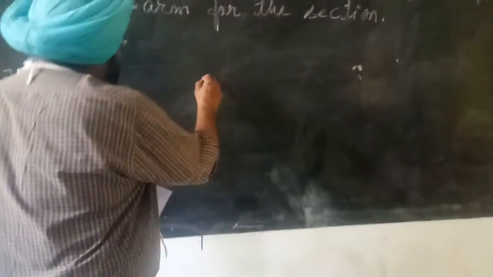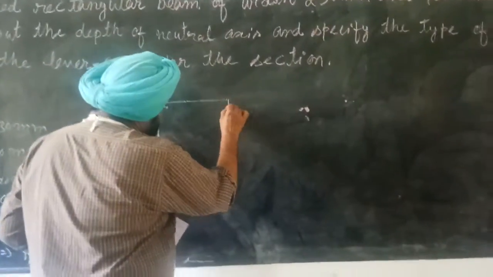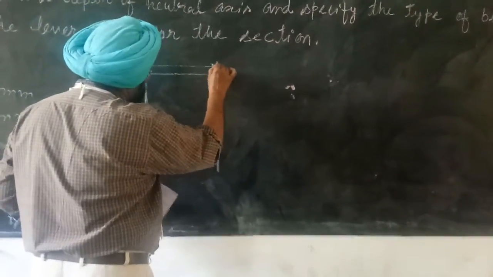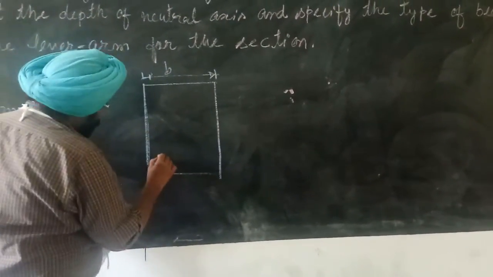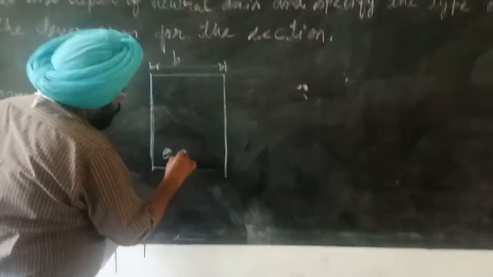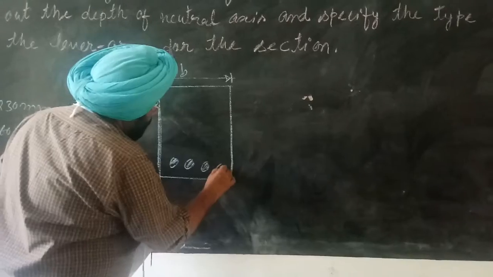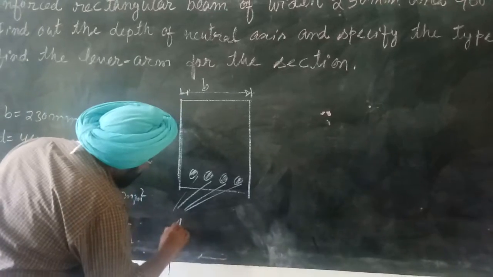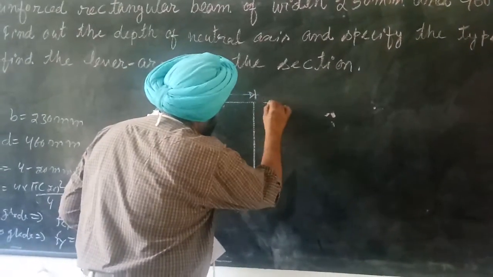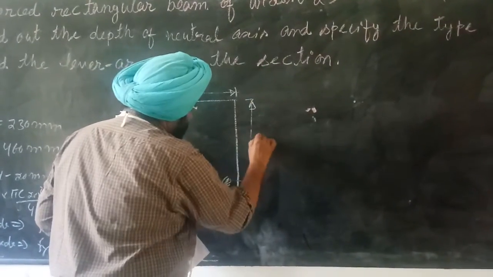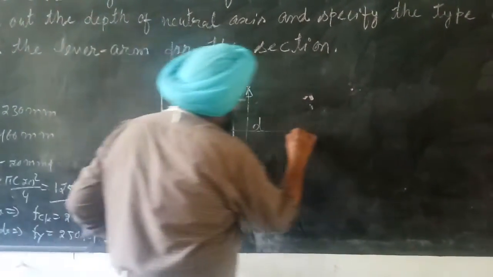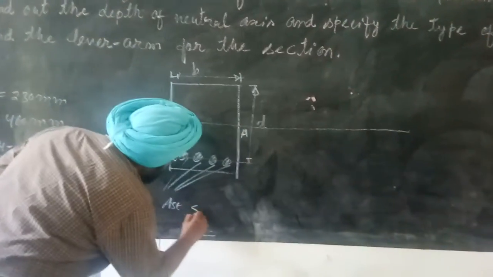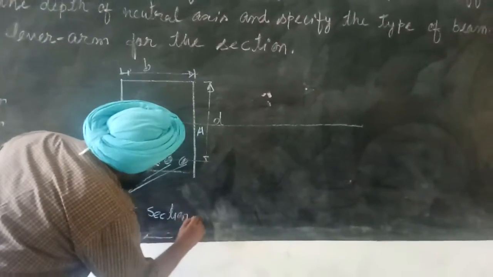So first of all, the cross section of the beam. The width of the beam section is B and there are 4 bars of 20 mm. So this is Ast, the cross section area of the steel, and this is the effective depth of the beam section. And this line shows the position of the neutral axis. So this is the section of the beam.